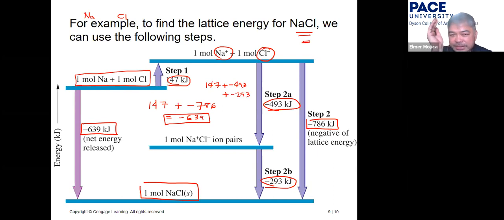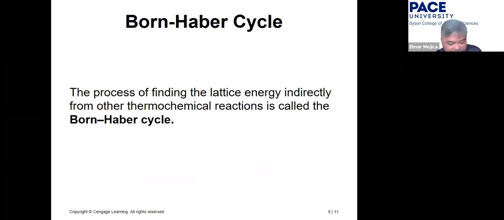The neutral atom is ionized, okay? Electron affinity to become an anion and ionization energy to become a cation. And then from that, they form this ion pair and produce what we call the ionic compound. And that's the lattice energy. Now, this process of finding the lattice energy indirectly from the thermochemical equations is called the Born-Haber cycle.